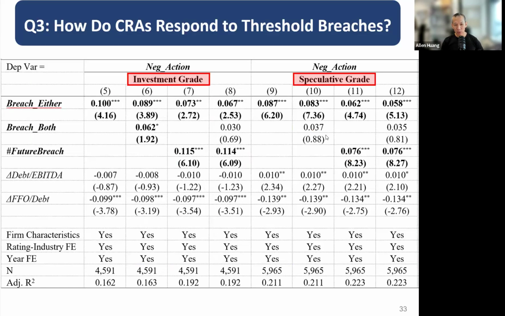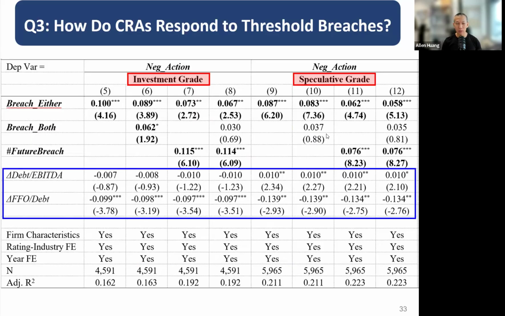We separated results into investment grade and speculative grades, and we find that the results are similar in both. Basically, the two sets of results that we documented earlier apply in both settings here.